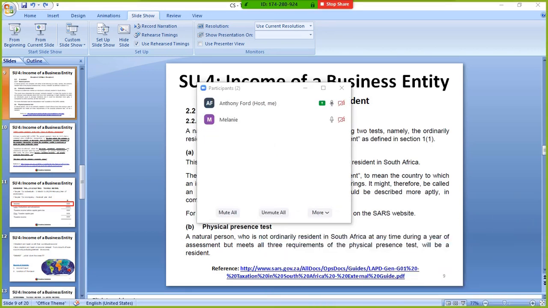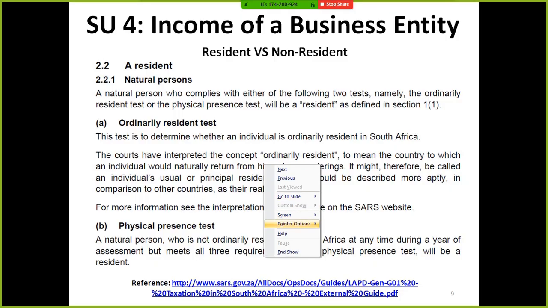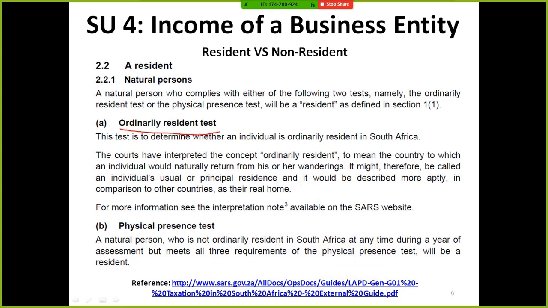Just a note, what I was saying here, in terms of residency, when you look at an ordinary resident, an ordinarily resident test is applied to a natural person, in other words, an individual, you and I. Irrespective of where we go in the world, where are we going to return? That's the important bit. So if you consider South Africa your home, you will be a resident.